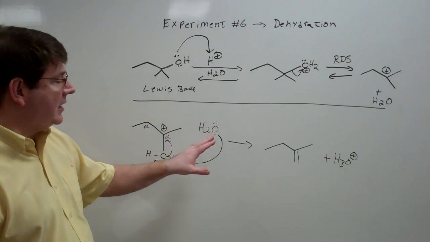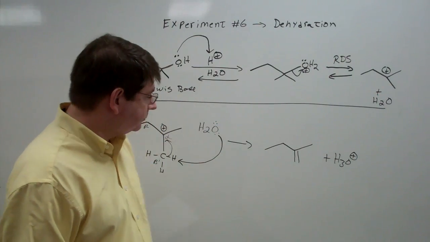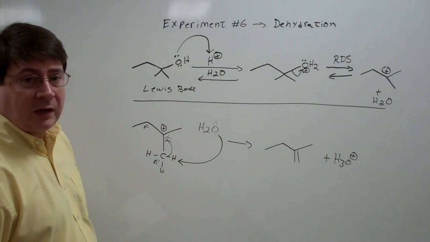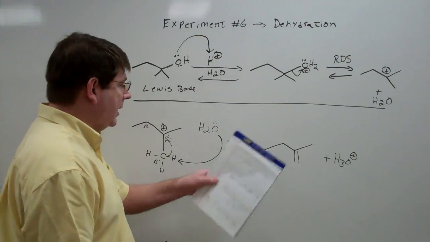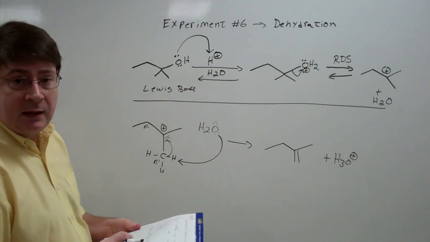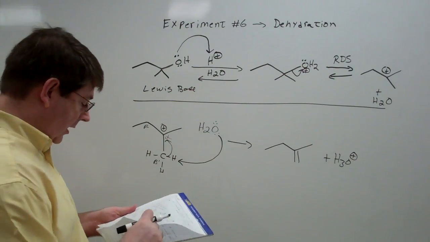And you will get a mixture of the Zaitsev and Hofmann products. But again, since this is the least substituted of the alkenes, it is the least stable, and you shouldn't form it in the greatest amount. And so you'll analyze this by GC in lab to determine the ratio of your Zaitsev and Hofmann products that you obtain.